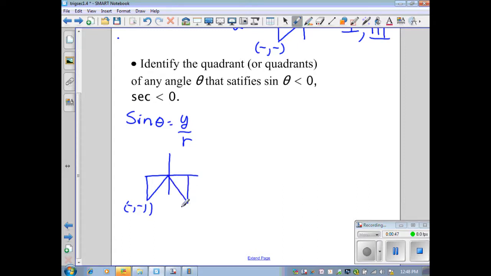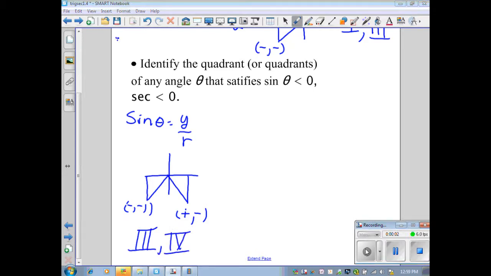Here, a point on my terminal side is going to have an associated x value that is positive, but a y value that is negative. And this will give me a sine theta that has a negative y over a positive r that represents sine theta to be less than 0. So the two quadrants that satisfy sine theta to be less than 0 are going to be quadrant 3 and quadrant 4.